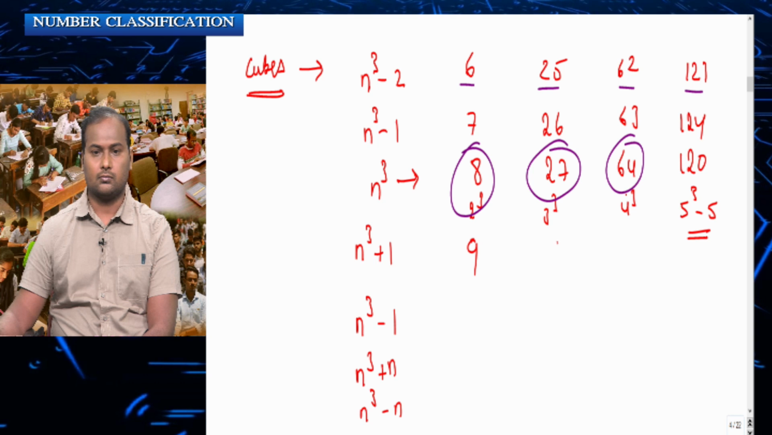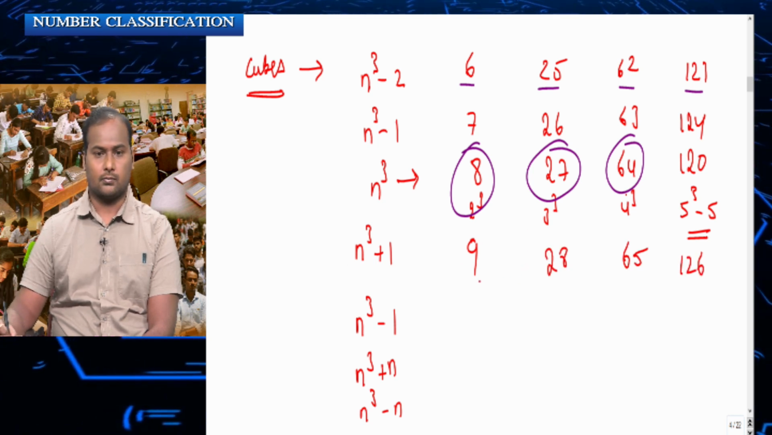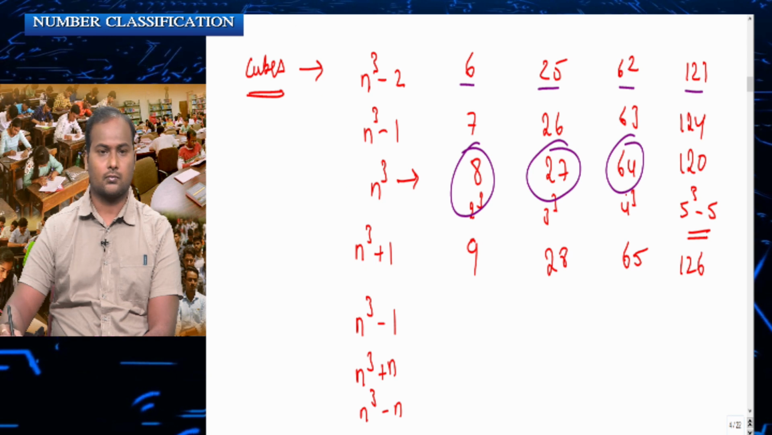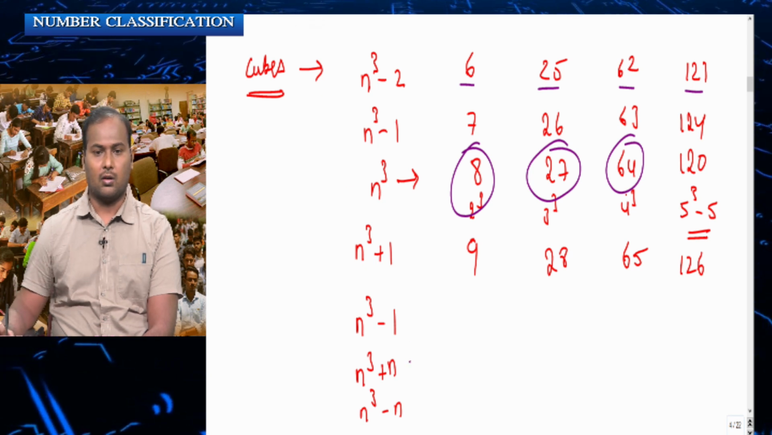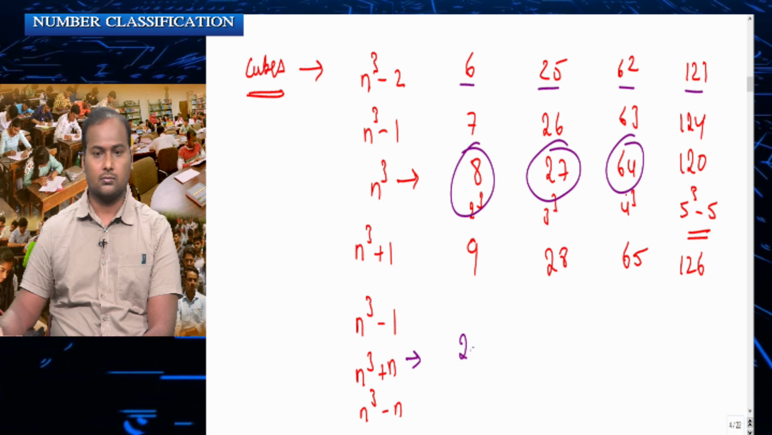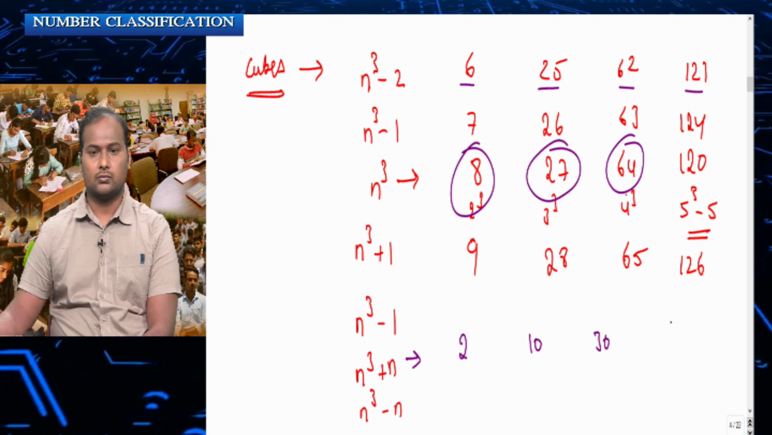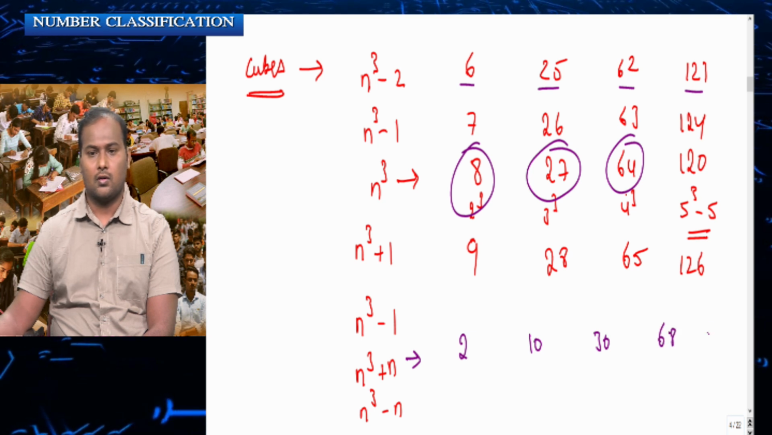In the same way, here also you just write your own series at home. So n cube plus 1, see, it will become n cube plus 1. So n cube minus 1. All these types you have to write in the notes itself. The moment you see n cube plus n, this is very important. So 1 cube plus 1, 2 cube plus 2, 3 cube plus 3, 4 cube plus 4, 5 cube plus 5.